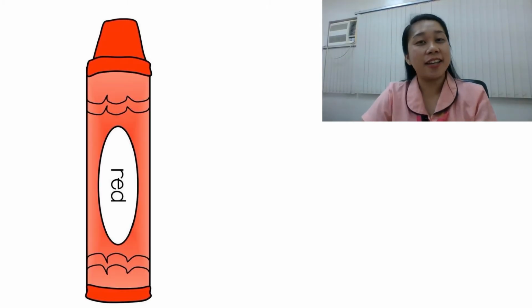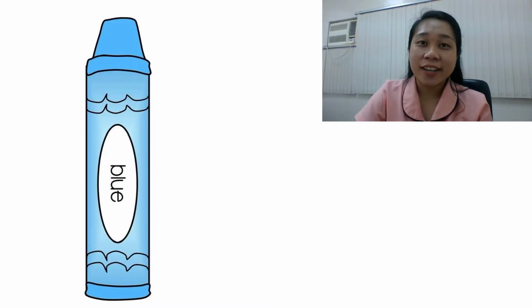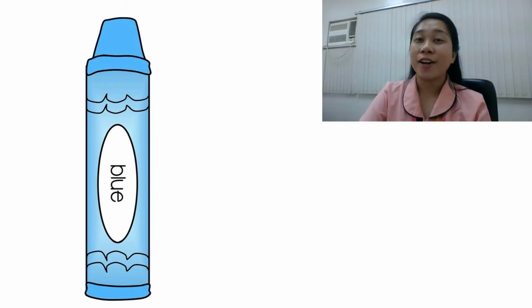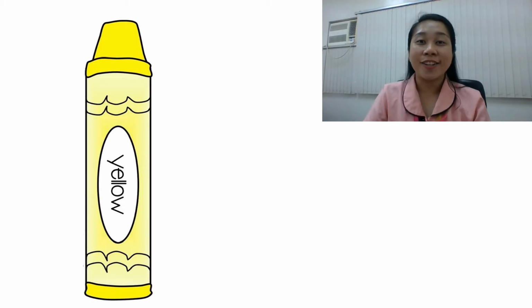Color red, where are you? Here I am, here I am, how do you do? Color blue, where are you? Here I am, how do you do? Color yellow, where are you? Here I am, how do you do?